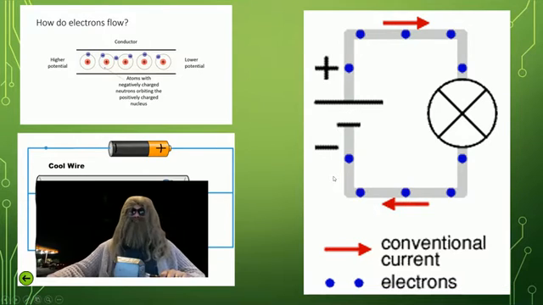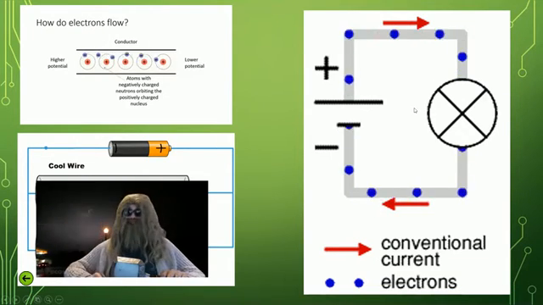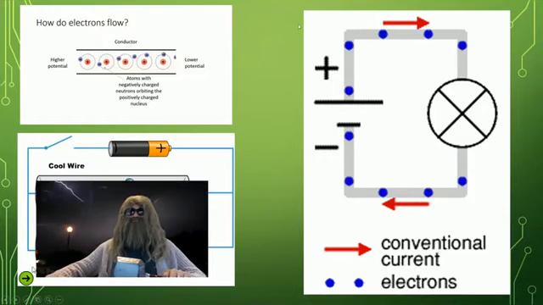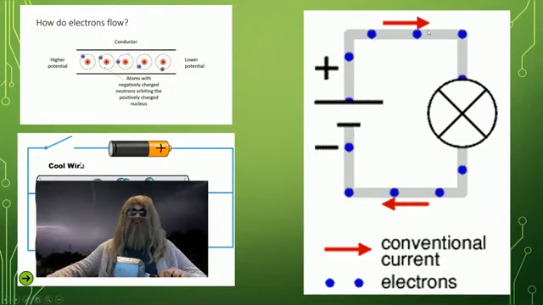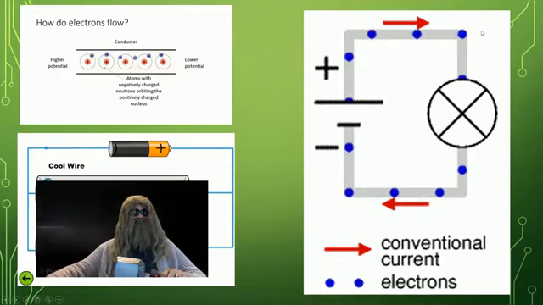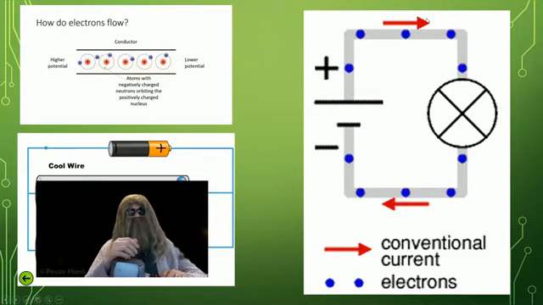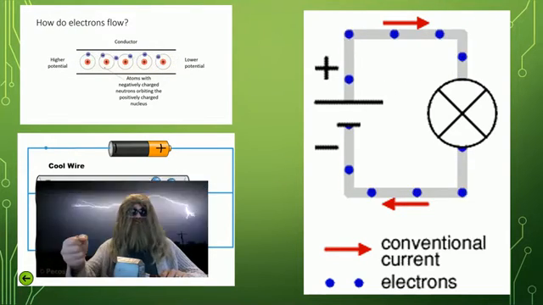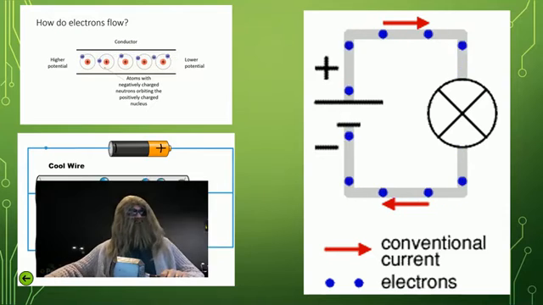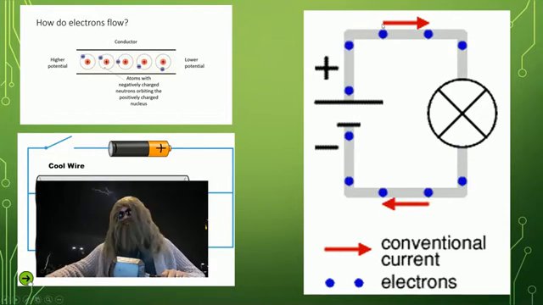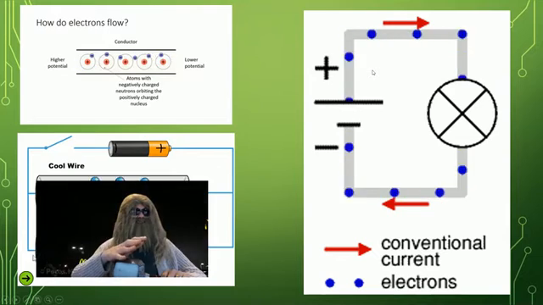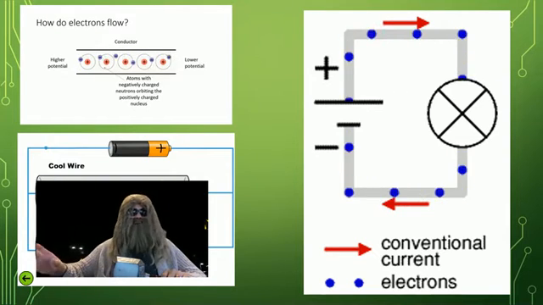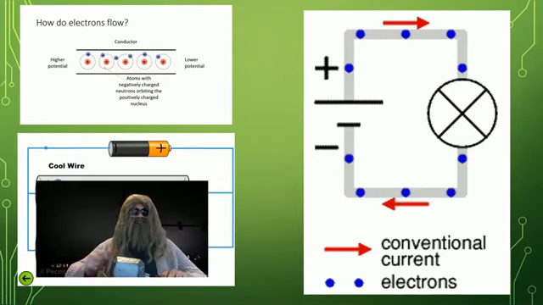But this picture right here is what I really want you to pay attention to. You see the red arrows, that is conventional current, which for future reference, all videos will use conventional current and not electron flow. So don't be confused, it's okay. The numbers still crunch out. It's six of one thing, half a dozen of another.